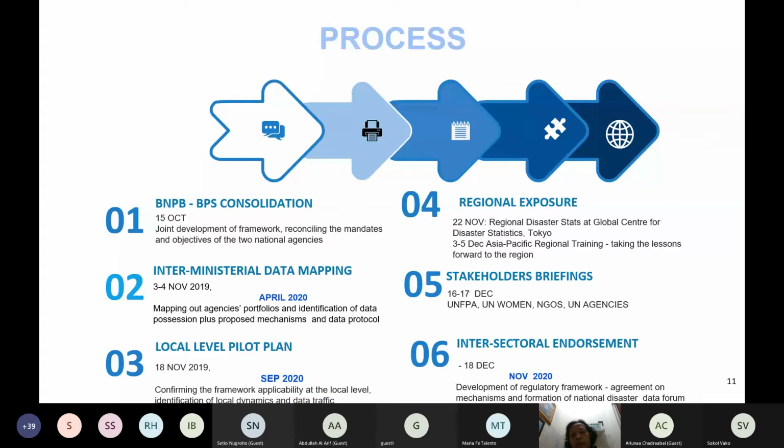And in December, we became host for the Asia Pacific regional training, and we got lessons forward for the region. And in December, we also had the stakeholder briefing meeting with UNFPA, UN Women, NGOs, and also UN agencies, where BPS and BNPB were also there. And we try to have intersectoral endorsement in 2020.